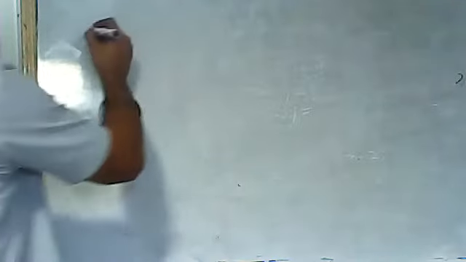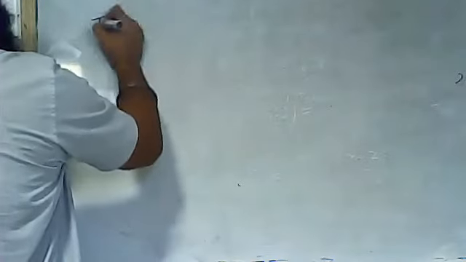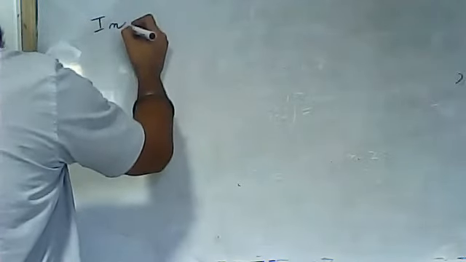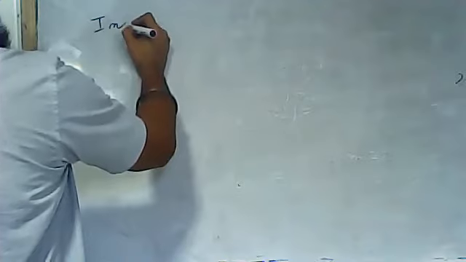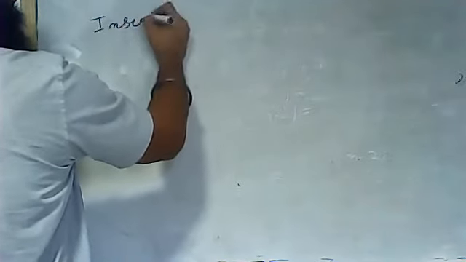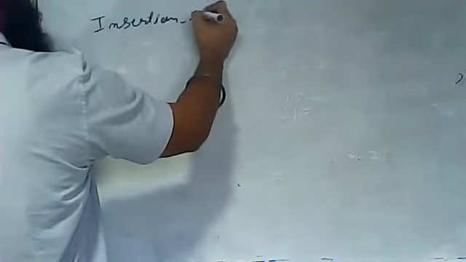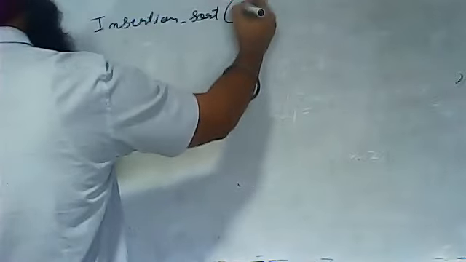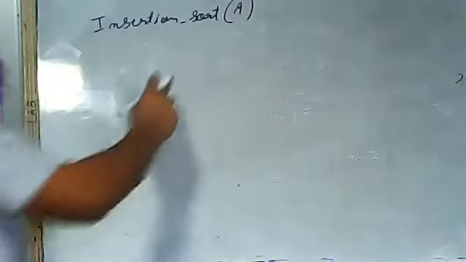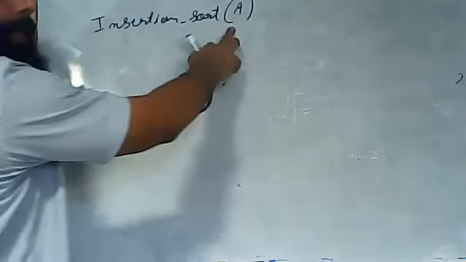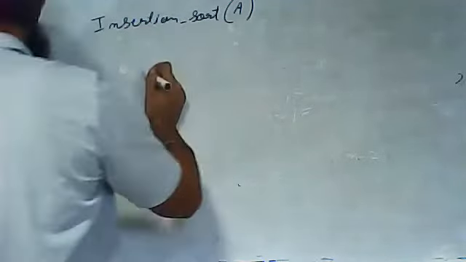And how do we write the algorithm? First we have to write the name of the algorithm, that is insertion sort. Always write the name of the algorithm. That is the first rule to write an algorithm. And we'll pass the arguments, that is how many elements are there in the array. We have passed the array A here. Okay, this is insertion sort.